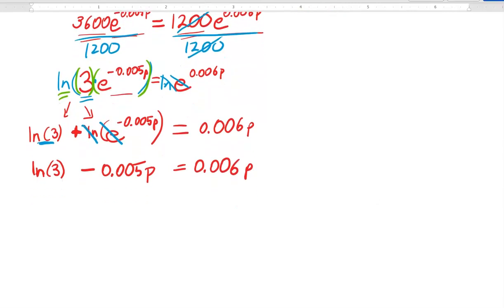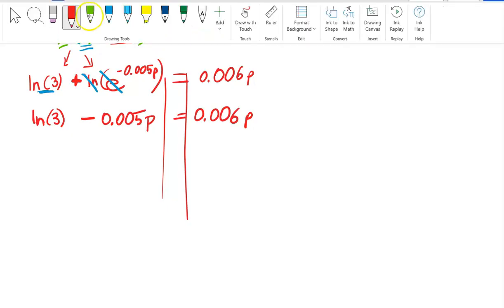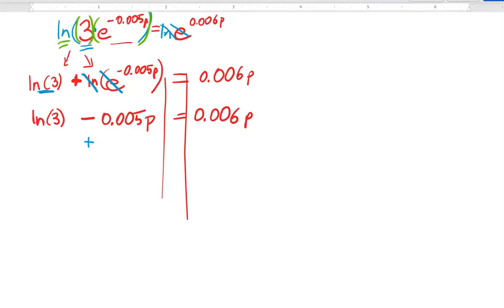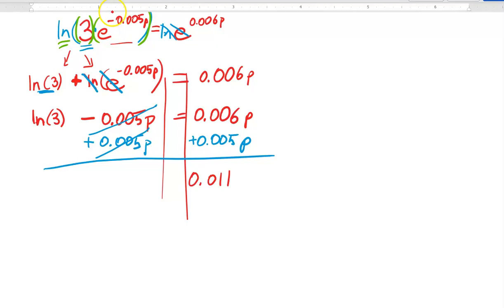Okay, and we're still thinking in terms of some algebra here, so I'm trying to solve for p, right? I'm almost there because I have this minus 0.005p. I can just add that to the other side, and cancel that out on the left side, and then add those together. So I have 0.011, 6 and 5 is 11, carry the 1, equals, and on the left side I got the natural log of 3, whatever that is, some decimal number. And then I'm finally ready to solve for p because I can just divide by 0.011. Let's see, what does the calculator say that is? The natural log of 3 divided by 0.011.